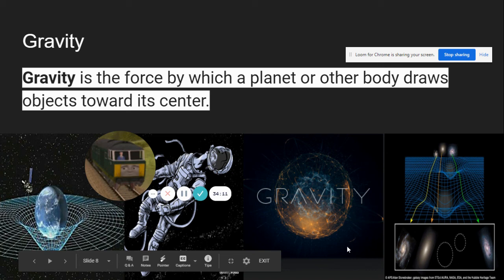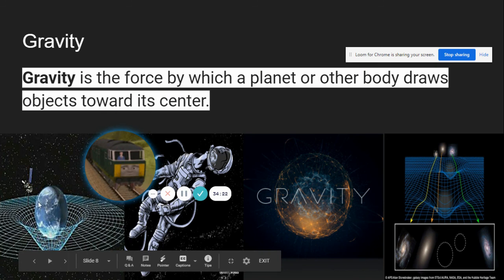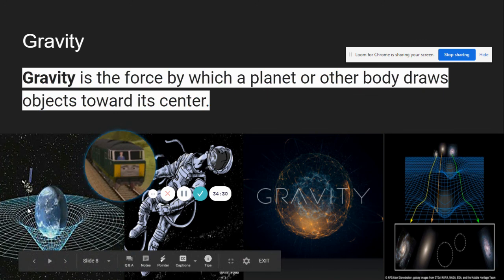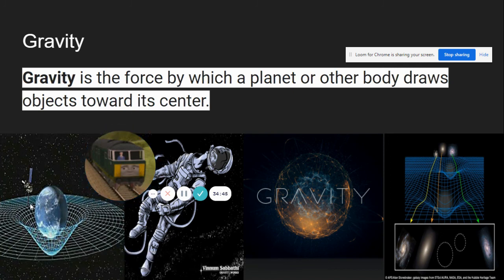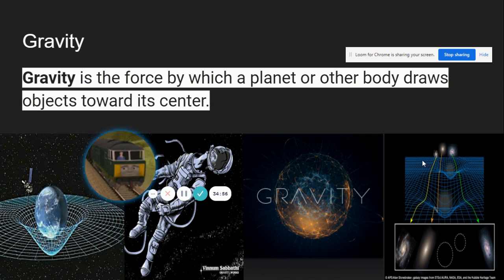The thing to remind you guys is that gravity is the force by which a planet or other body draws objects towards the center. This is what that first page is doing, what it actually does for the first picture that I copied. I looked it up and found it very interesting. So to remind you, the other body draws objects towards the center, and this relates to that kind of center.